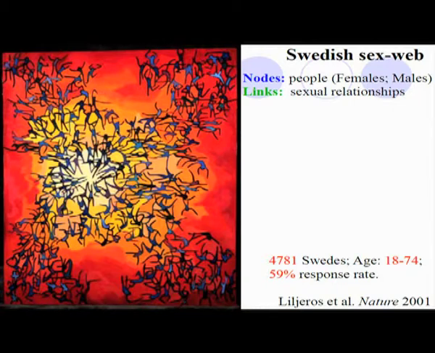Okay. And there were around 4,781 Swedes who actually participated in this survey, within the age of 18 to 74, and the response rate was roughly 59%. We will see that this network construction and the subsequent analysis give certain very interesting indications about the topological structure of the network.